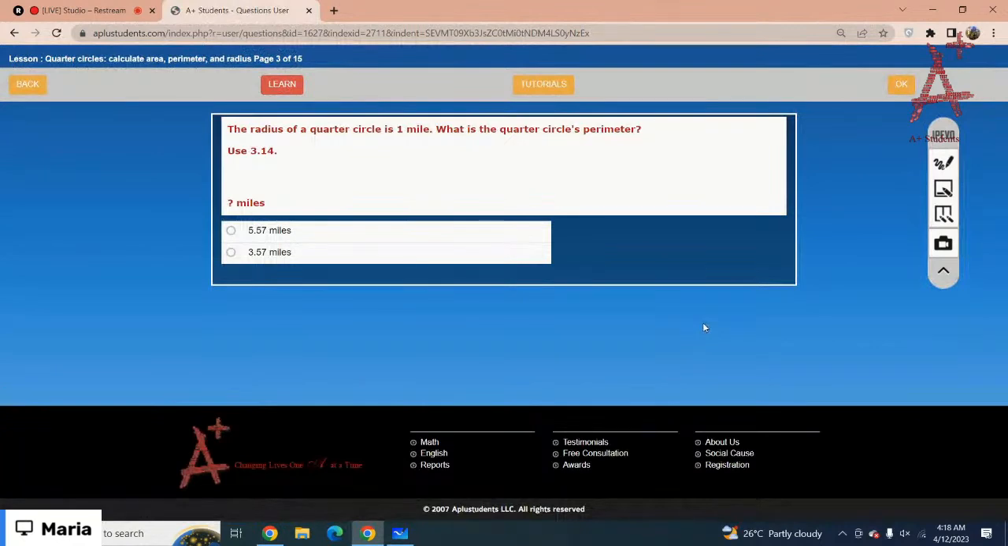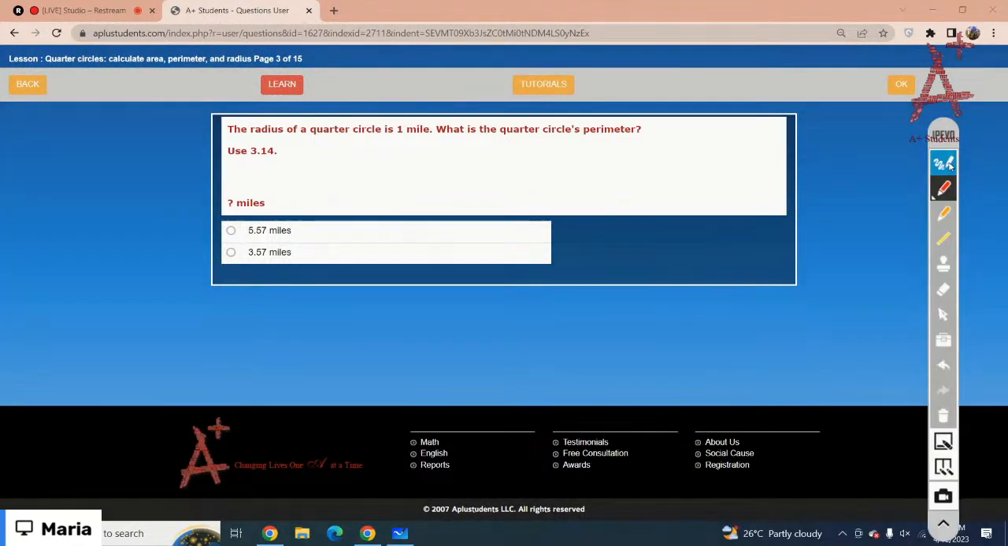Okay, the radius of the quarter circle is 1 mile. What is the quarter circle's perimeter? You are given the radius, that would be 1 mile. Just use the formula P equals 2 pi r over 4 plus 2r. You are given r, that would be 1. So it would be 2 times 3.14 times 1 over 4 plus 2 times r. It would be 2 times 1 is 2 and 2 times 2 is 4. So it would be 3.14 divided by 2 r.